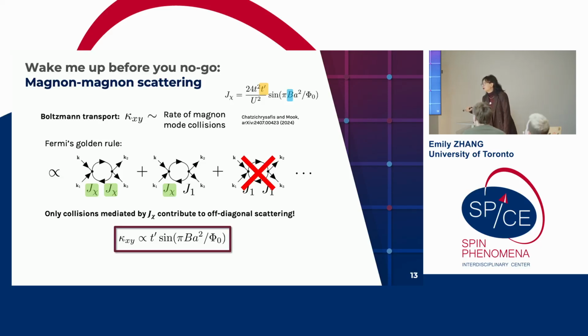And you can write down the form of kappa xy. There are tons of form factors and complicated things in front that I'm omitting here. But again, the qualitative statement is that kappa xy to leading order can give you something that's linear in T prime and B at small fields, which is consistent with our DQMC results.